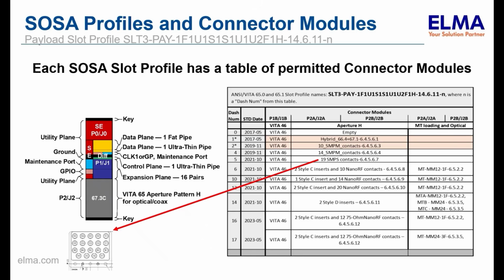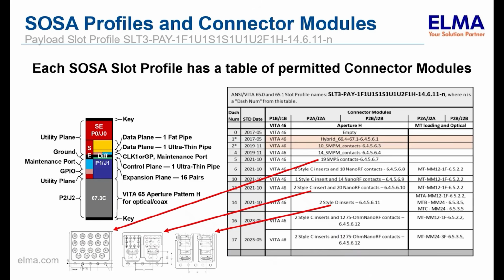Picking 3 examples, we have the 19-contact 19 SMPS connector module on the left, the dual hybrid 2 style C insert and 20 nano RF contacts connector module in the middle, and on the right we have the 2 style D inserts optical connector with 6 MT connectors.